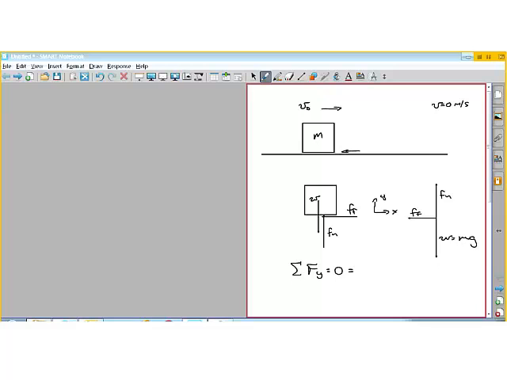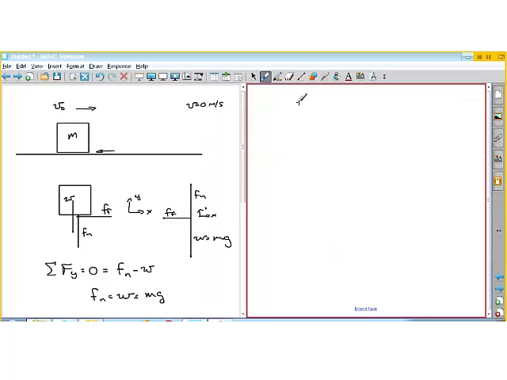Okay, so when we sum the forces in the y direction, this is x, this is y, we have the normal force going up, and we have the weight going down. So if we solve that for the normal force, that's equal to the weight, and the weight is equal to the mass times acceleration due to gravity.